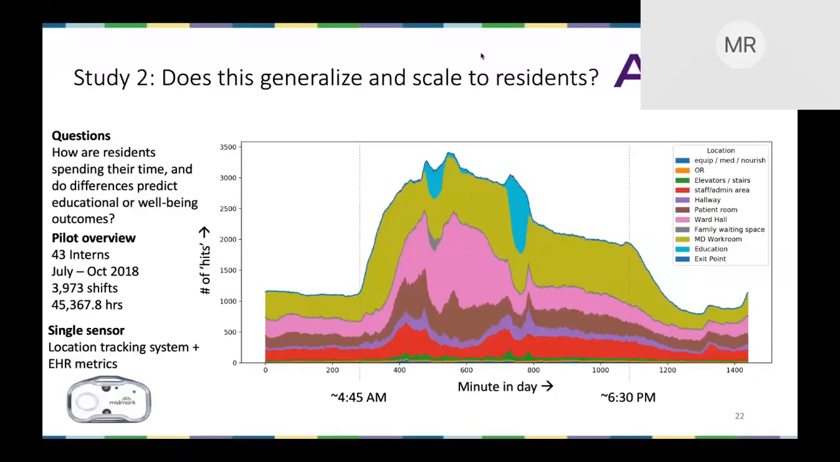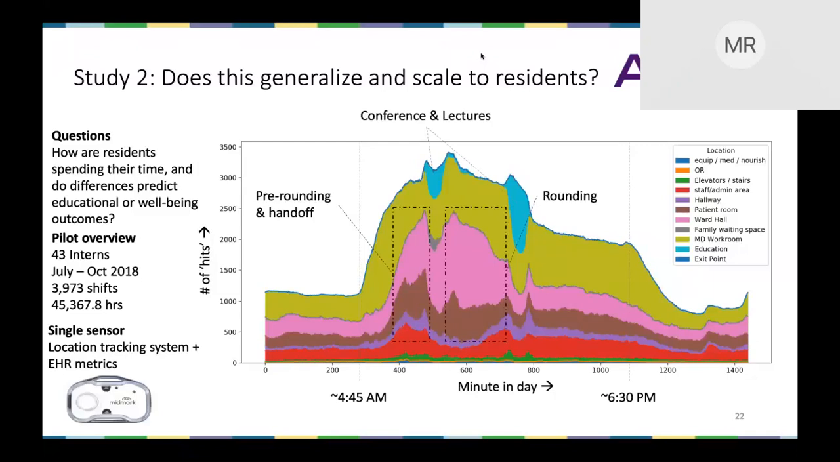So you can see when people come in, when they go out, you can identify different types of activities. This is where they're attending different conferences and lectures, the blue or teal, I suppose. And you can identify pre-rounding activities in there, the uptick when they're in ward halls and patient rooms, and also the actual rounding where they spend a lot of time walking through the ward halls and the patient rooms.